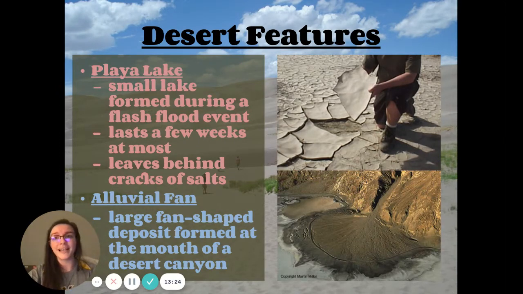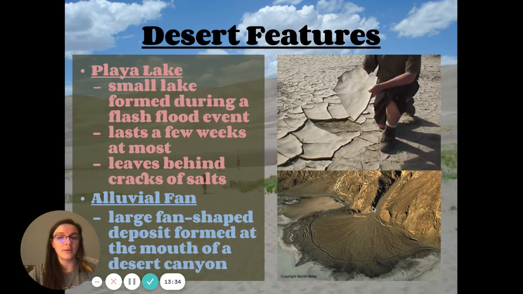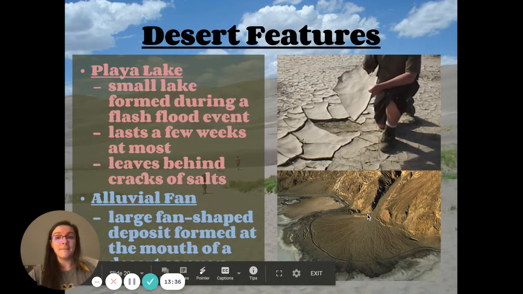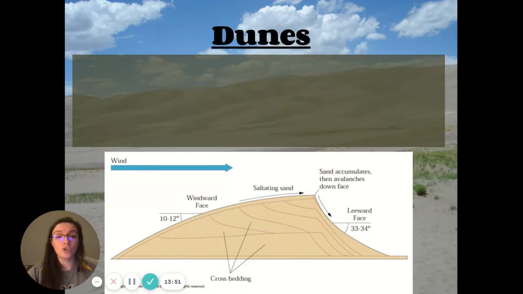An alluvial fan, here there was a desert canyon and water was flowing down, and the water was carrying sediments with it. So as soon as the water flowing down out of this canyon made it out and was able to spread out, all of the sediments that the water was carrying also spread out with it in this alluvial fan shape. And probably the most well-known desert feature are the dunes, sand dunes.